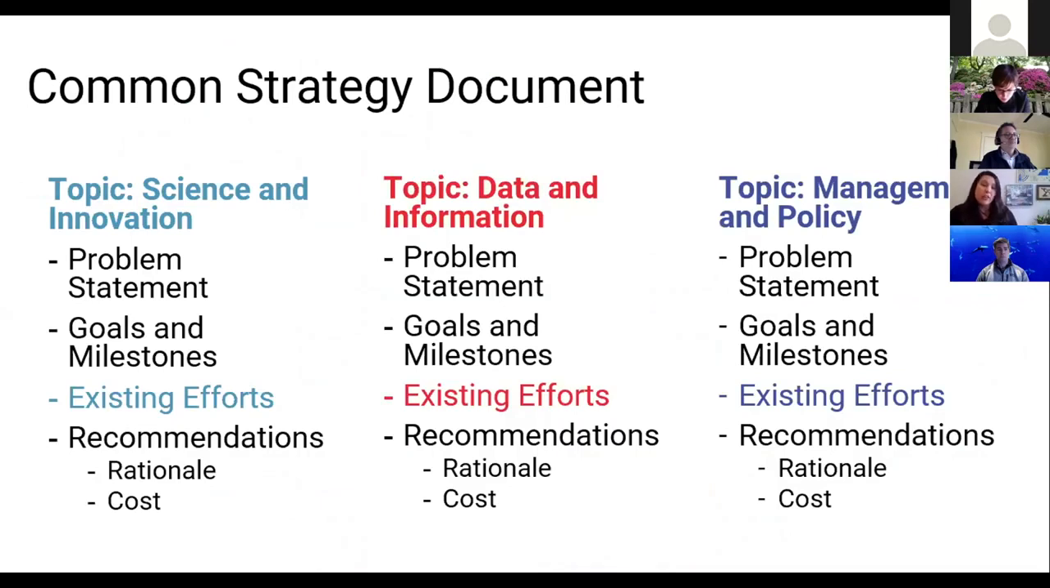The document itself, again, taking a point of reference from the Regional Collaboration Strategy, that document was organized in this way where each topic area had a problem statement, goals and milestones, recommendations with a rationale and costs. And I see that we could do the exact same format essentially for these 3 topic areas. Although I do want to explicitly include existing efforts as part of that exercise, again, to help acknowledge all the good work that's happening in the region already.